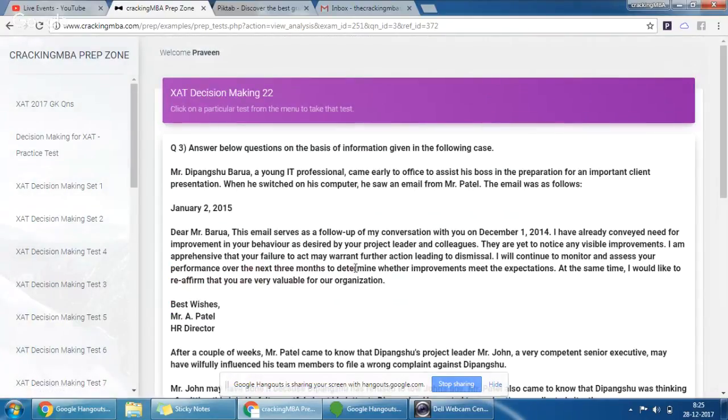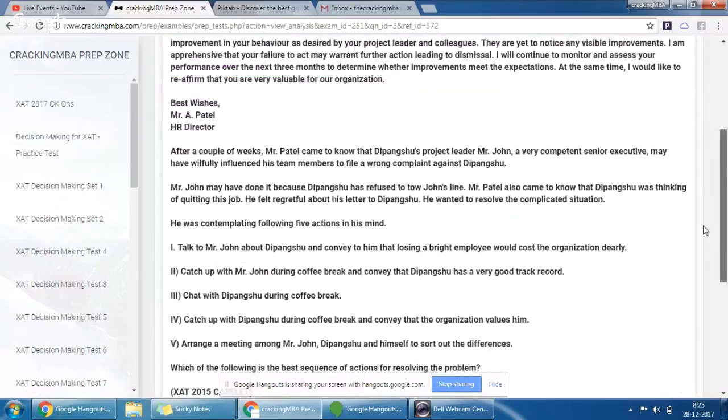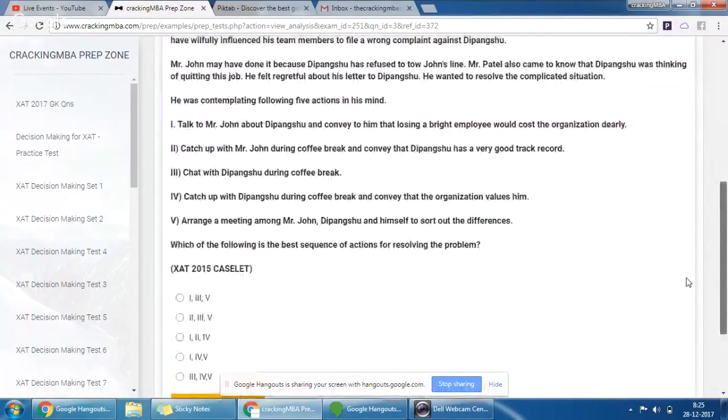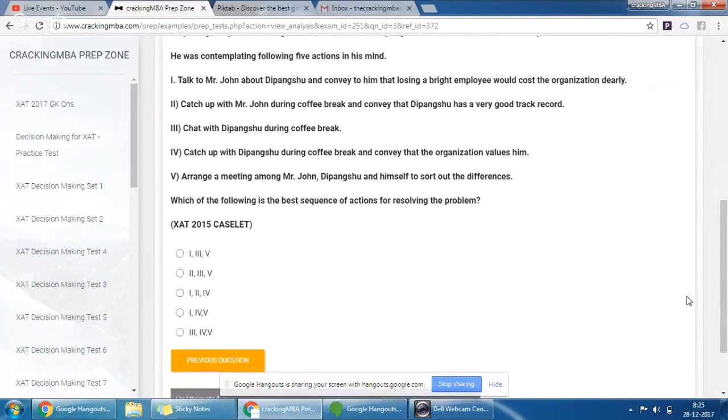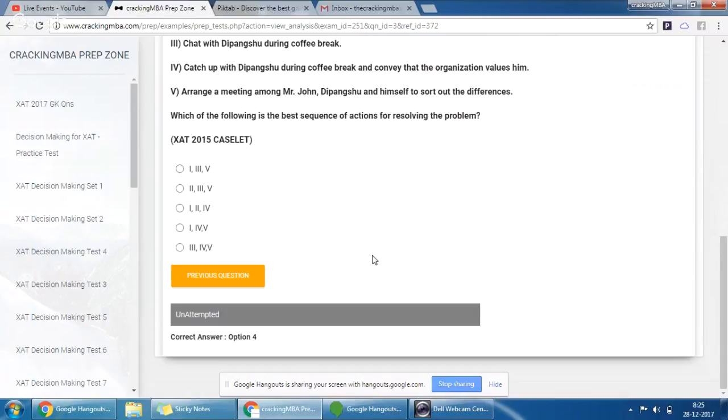So you can refer to the official keys. That is pretty much the right answers. The next one is he's contemplating the following 5 actions in his mind. Talk to Mr. John about Dipanshu and convey to him that losing a bright employee would cost the organization dearly. So here again, it's 1, 4, and 5.